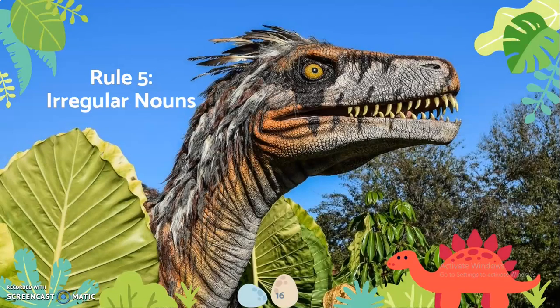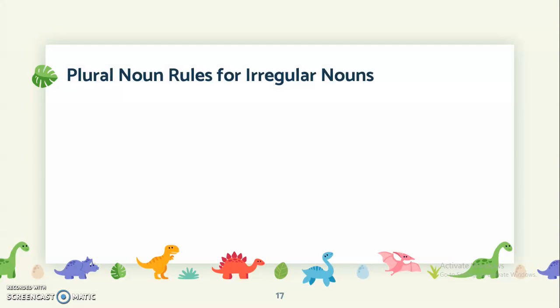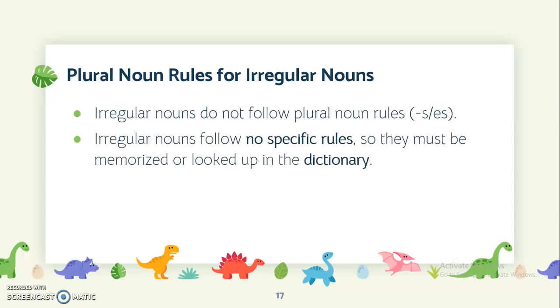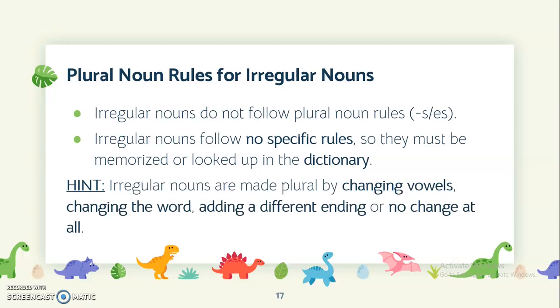Now we're going to come to rule number 5, which is for irregular nouns. It is a little bit tricky, but it's going to be easy. I'm going to describe what you are going to do with irregular plural nouns. So let's start. Irregular nouns do not follow plural noun rules as I've shown above. So they don't have any specific rules. What you need to do is just memorize them, looking them up in the dictionary.